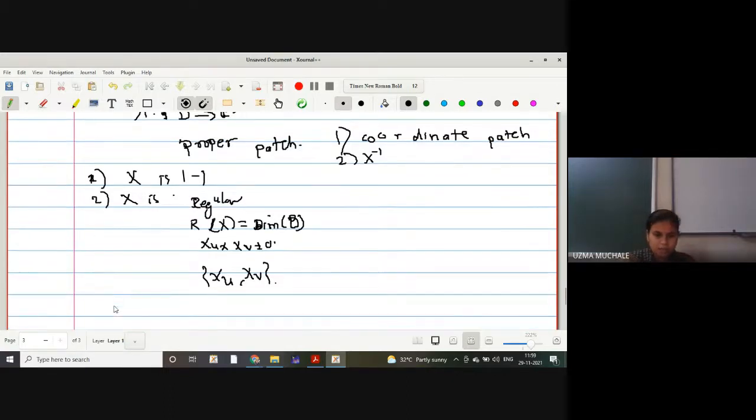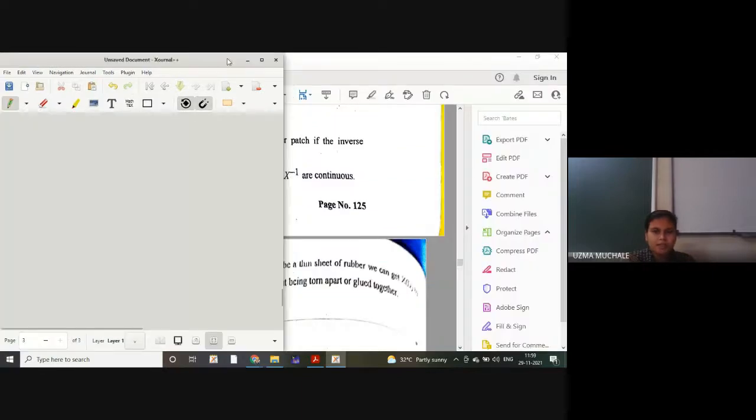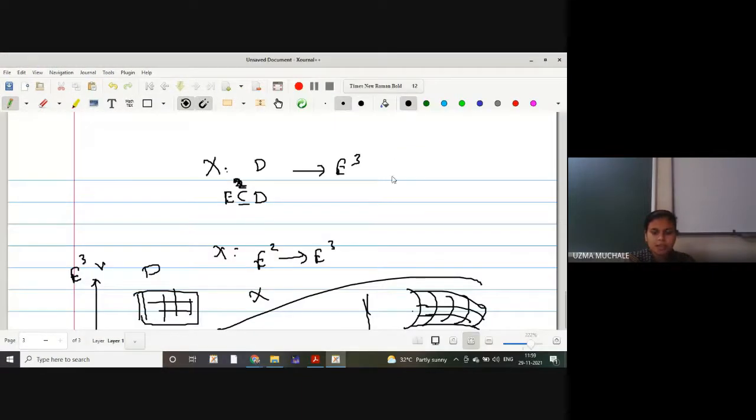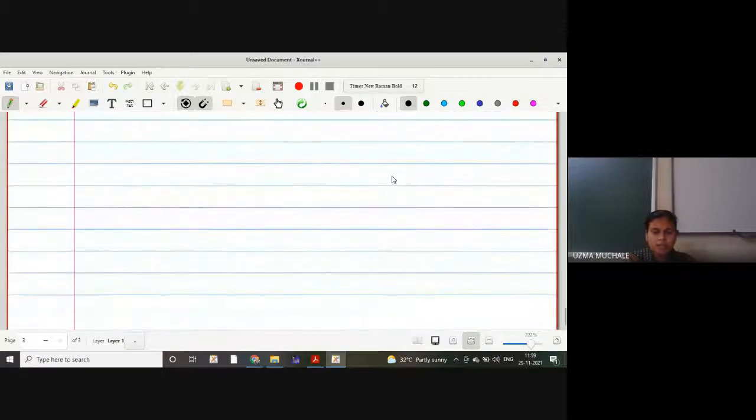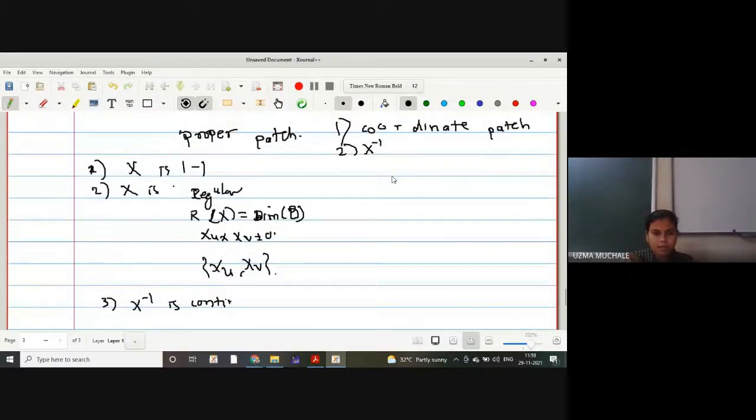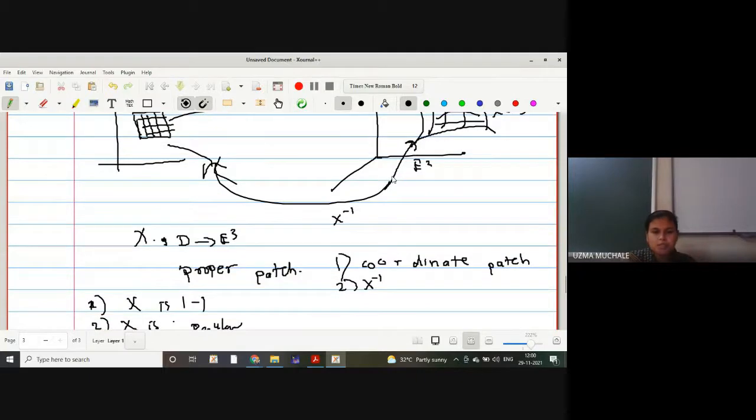And the third condition, what is the third condition? X inverse is a continuous map. So first it is 1-1, regular, and the inverse function is continuous. So what is the condition to be a proper patch? 1-1, regular, inverse function is continuous. Or in another way, you can say proper patch is equivalent to saying it is firstly a coordinate patch, then its inverse function is continuous.